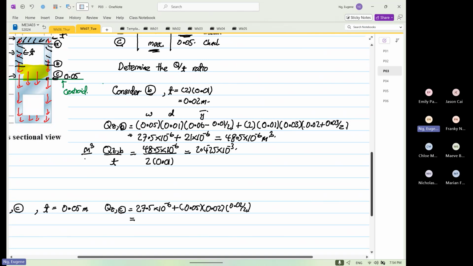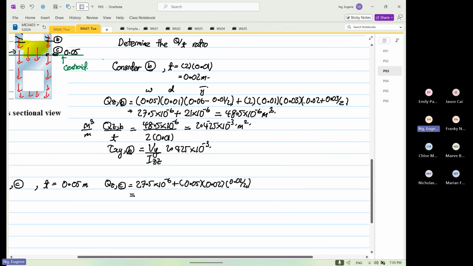So the QZ, if you look at units, this is in what? Meters cube. This is in meters. So over here, in fact, you have a meter squared. So the shear XY at point B will be equal to VY over IZZ times 2.425 times 10 to the power minus 3.